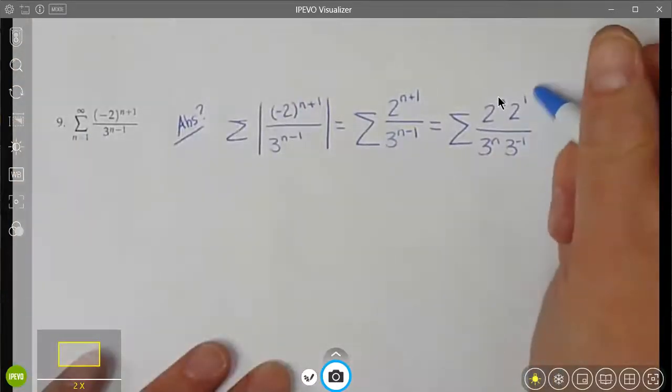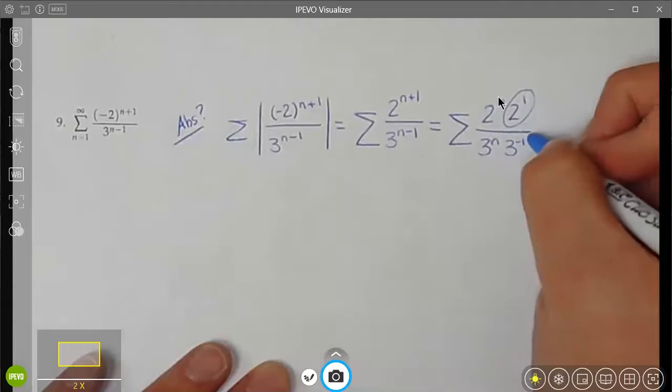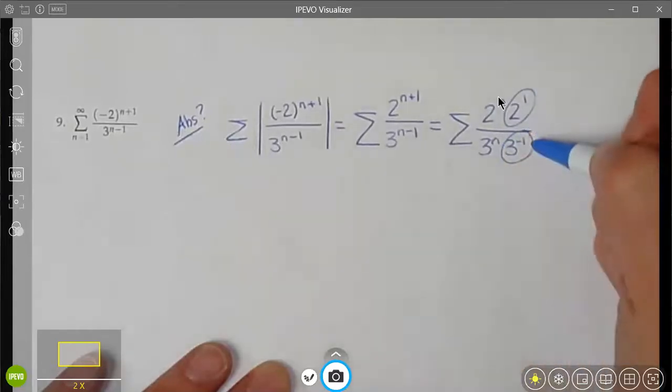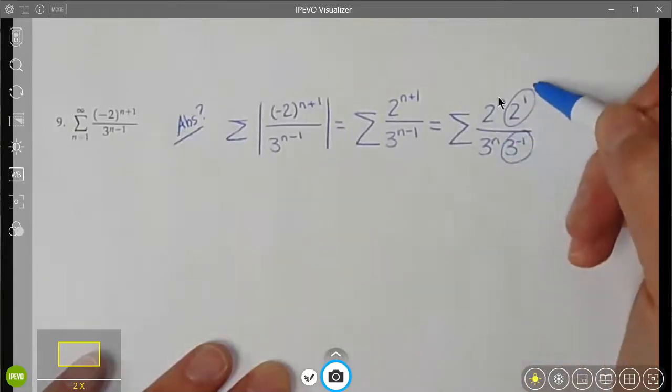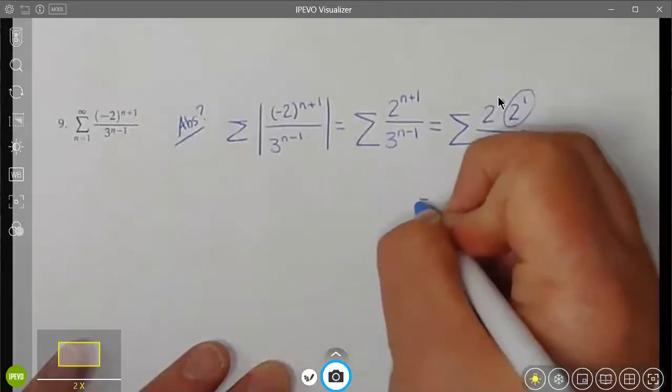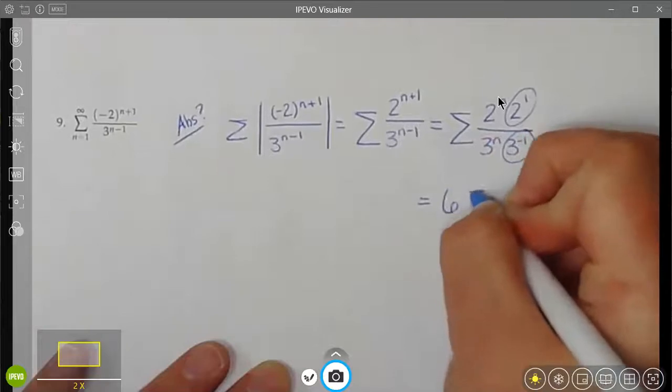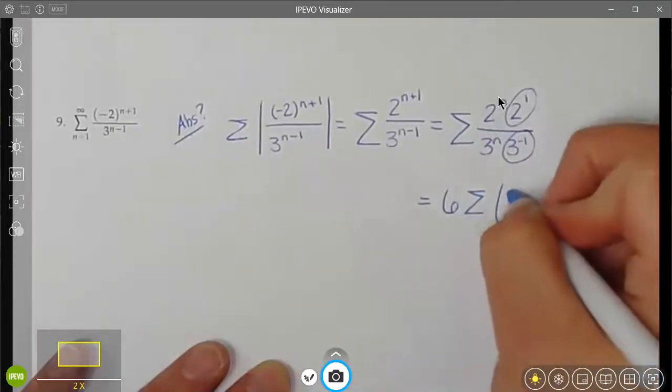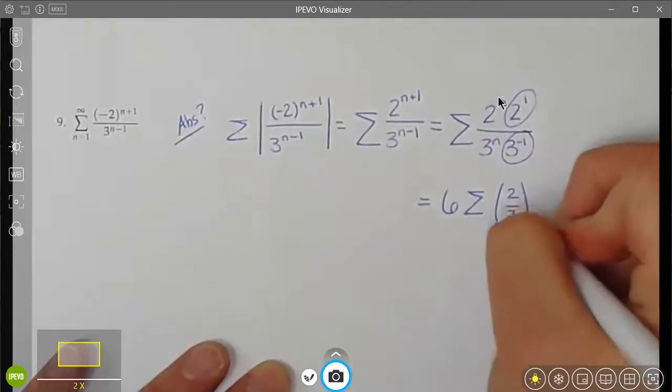So this 2 is a constant that can come out in front. This 3 to the negative 1 is really a 3 that's going to pop up into the numerator. It can also come out in front. So what I really have is a 6 as a constant out in front. There's a series of (2/3) to the n.